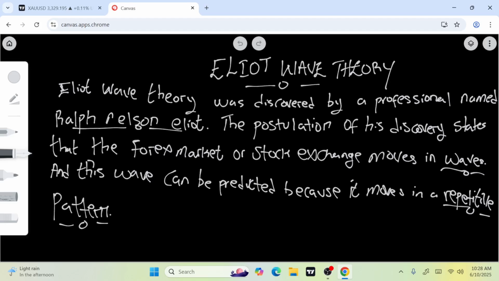But what are those waves? That is what we need to know. How does the wave move? That will now lead us to fractals. If you say that the market moves in waves, it will now give us the next thing we need to know, which is fractals. So what are fractals?